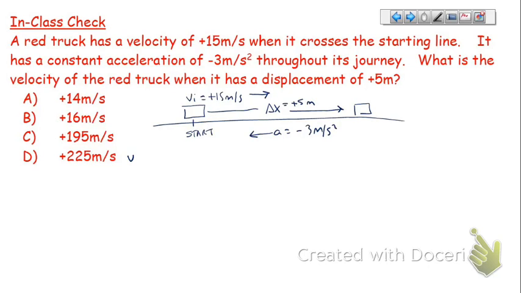So what do I know? I know my VI is equal to +15 meters per second. And I know that my acceleration equals -3 meters per second squared. And what do I want to find? Velocity. I want to find my VF. So what else do I know? Starts there. This displacement equals +5 meters.